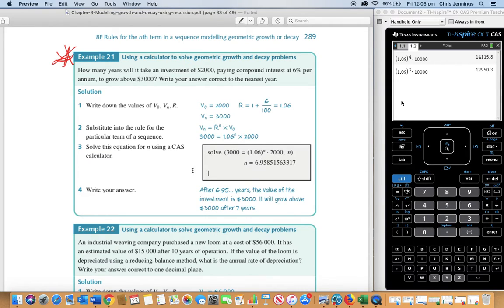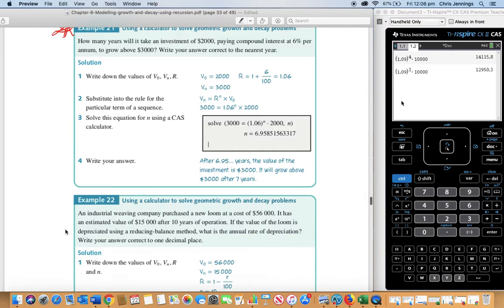So remember, menu, algebra, solve. 3,000 equals that amount, n, we don't know how many years it's going to be, times the 2,000, solve for n, which was 6.9585 in this case. So that's in the 7th year because it's past the 6th year, it's now 6 point whatever years, so it's in the 7th year, so we write after 7 years.